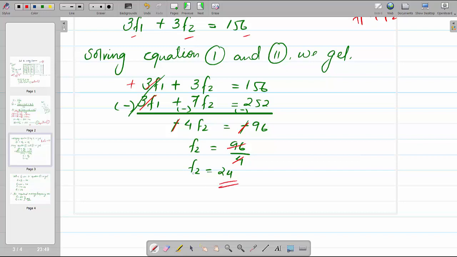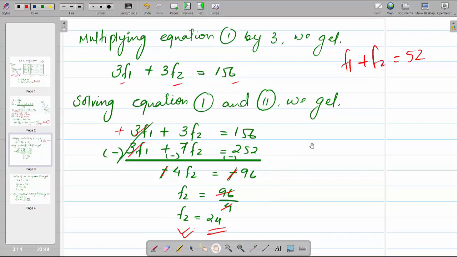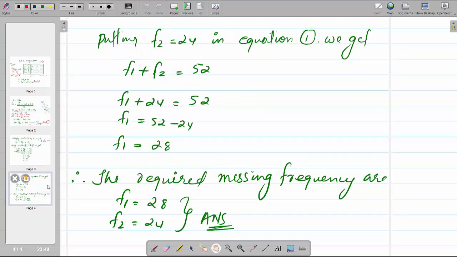Now we have the value of f2. So what we will do here is put this value of f2 in equation 1. You remember equation 1 again? Equation 1 is f1 plus f2 is equal to 52. Now we're about to finish, right? Putting f2 is equal to 24, which we just found out, in equation 1.